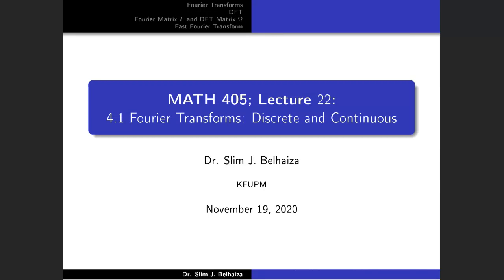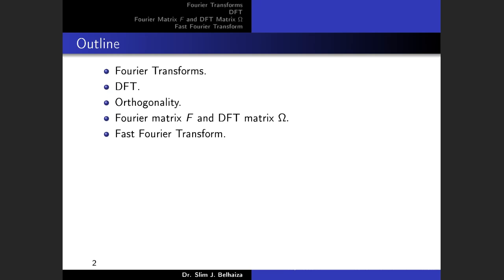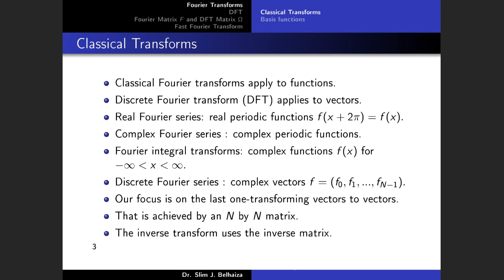So guys, welcome back. Today we continue with Fourier transforms, discrete and continuous. Last time we talked about Fourier transforms in general and the DFT, the discrete Fourier transform. We talked about orthogonality, and we introduced the Fourier matrix F and the DFT matrix omega. Today we continue mainly with the Fourier transform F and the fast Fourier transform. I'll do a quick review first.